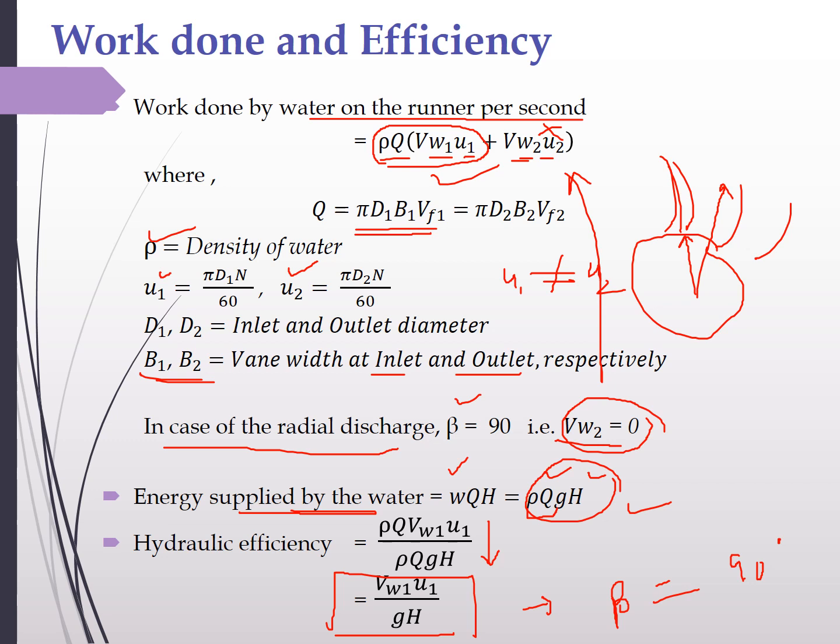So the concept of drawing the velocity triangles for the Francis turbine is somewhat different from the concept of drawing the velocity triangles for the Pelton wheel turbine.